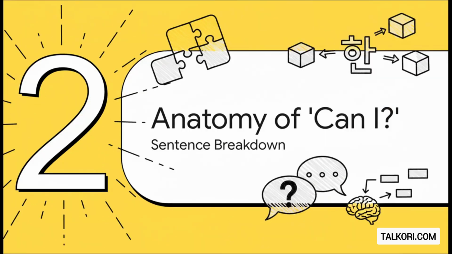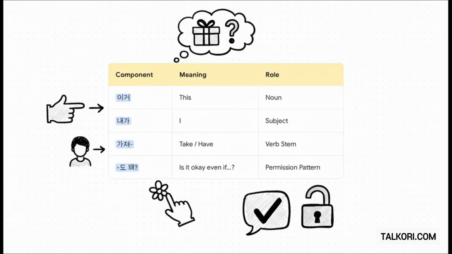Okay, so let's pull this apart and see how a full sentence is actually put together. Once you see the components, it becomes so much easier to remember and use it the right way. So let's use this sentence as our model. 이거 내가 가져도 돼? Which means, can I have this or can I keep this?